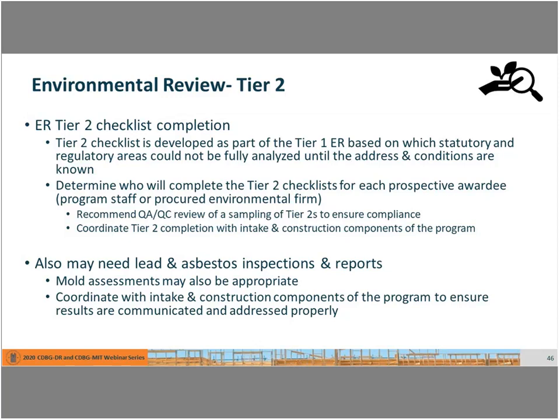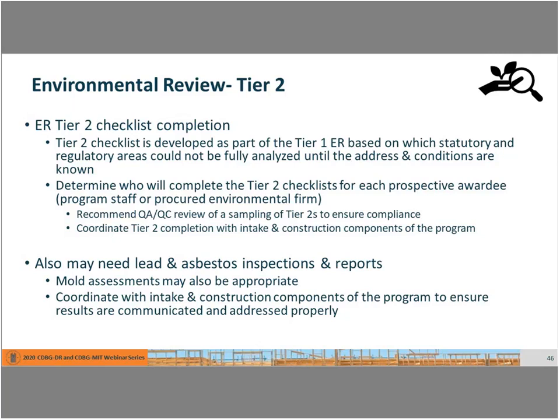The one thing we would say is that the Tier 2 checklist does need to be completed around this stage, before you move to any type of construction or rehabilitation or certainly reconstruction. And we recommend that a sampling of those Tier 2 checklists is reviewed or monitored, QA/QC'd we call it, at some point, so that someone can make sure that those are being done properly, all the check boxes are there, all the documentation is there, and that those Tier 2s make their way into the environmental review record, or the ERR.